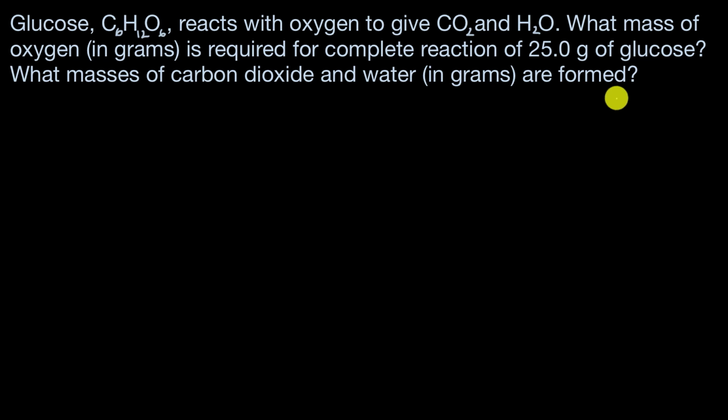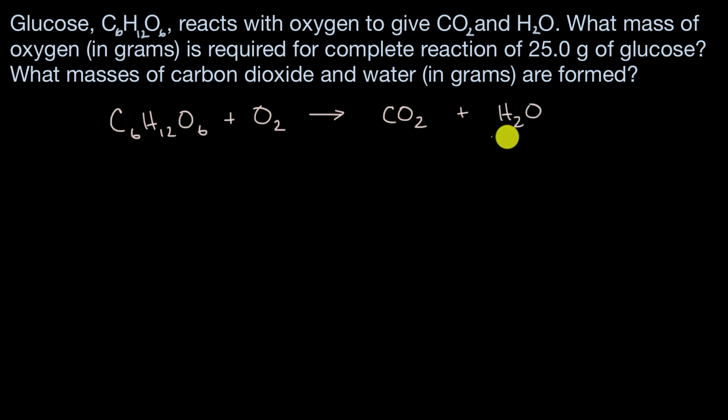All right. Now first let's just set up the reaction. We have glucose, so that is C6H12O6. It's going to react with oxygen. Now oxygen in its molecular form is going to be O2, and what it gives is carbon dioxide plus water. Now the next question is, are we balanced? Do we have a conservation of mass here? And let's just go element by element.